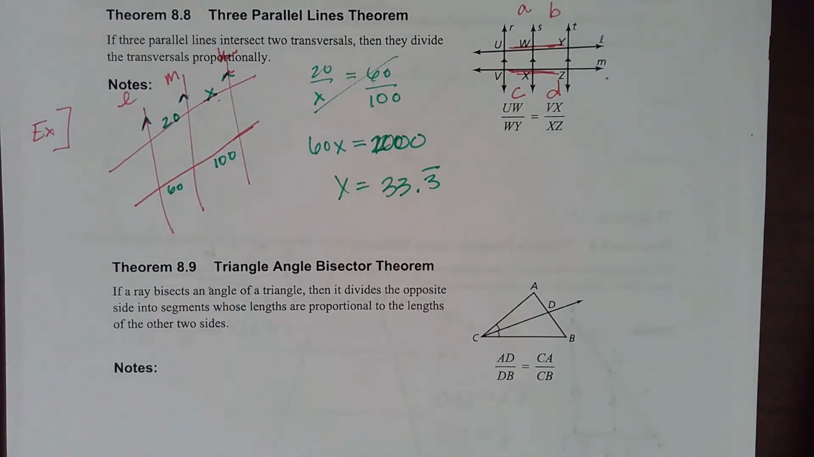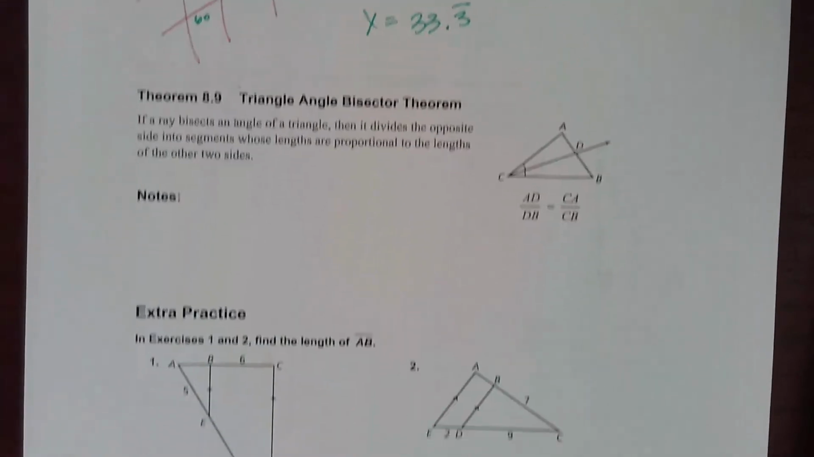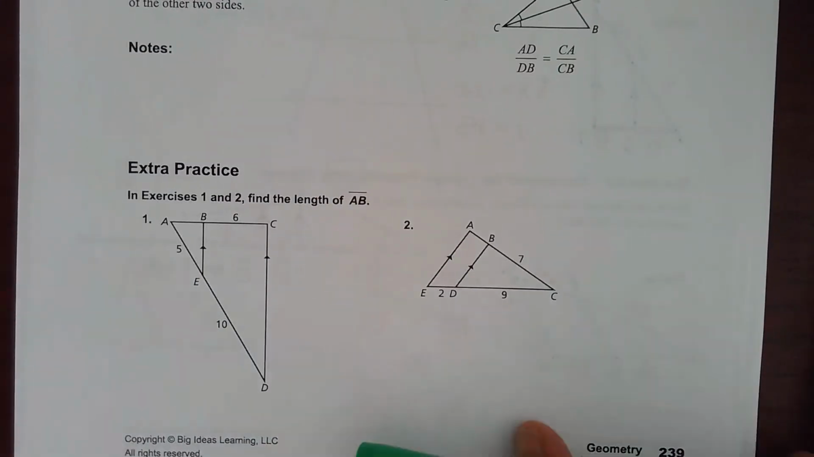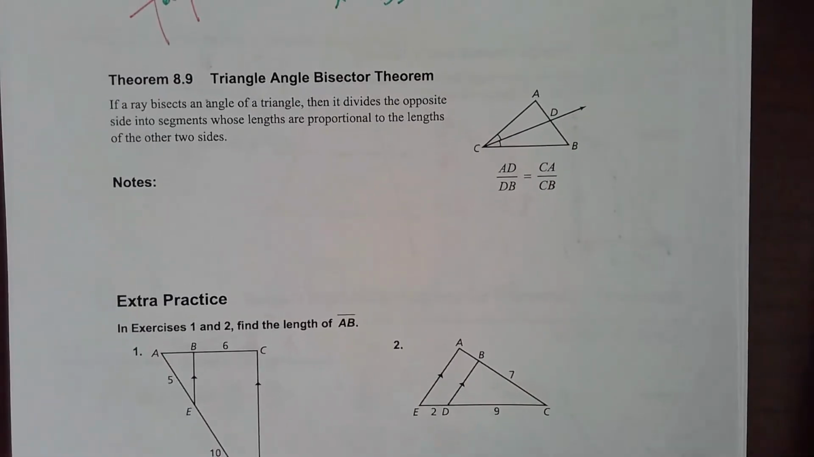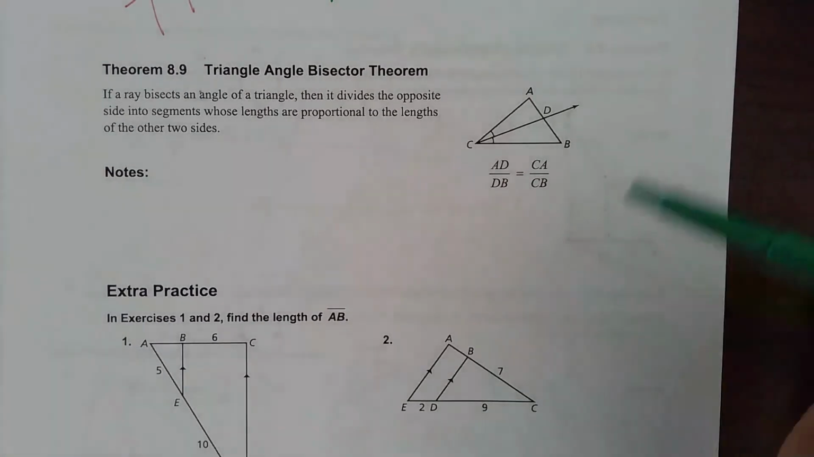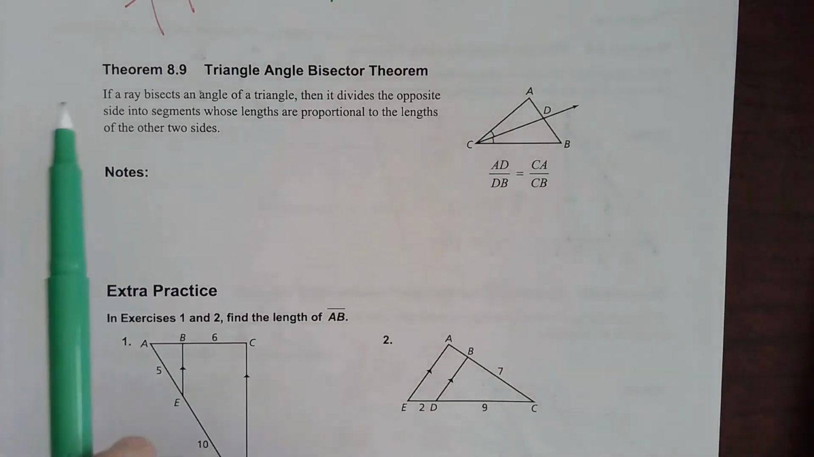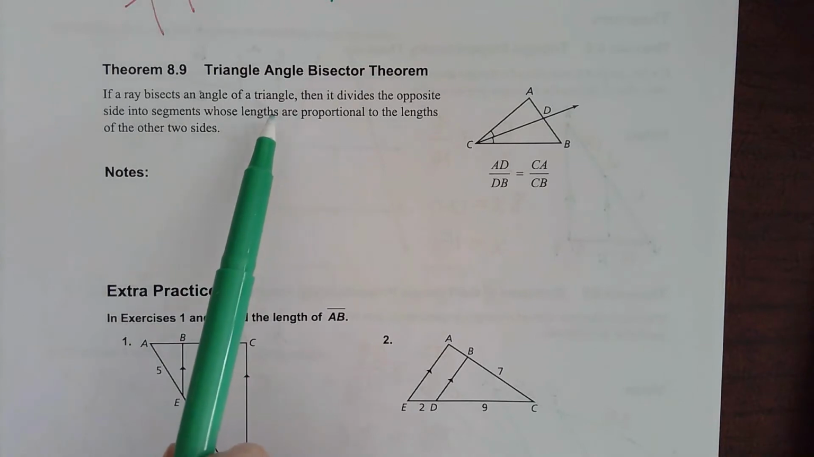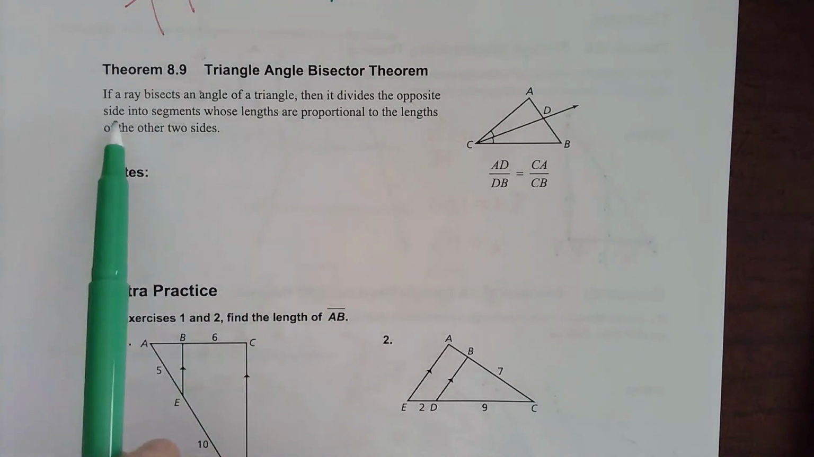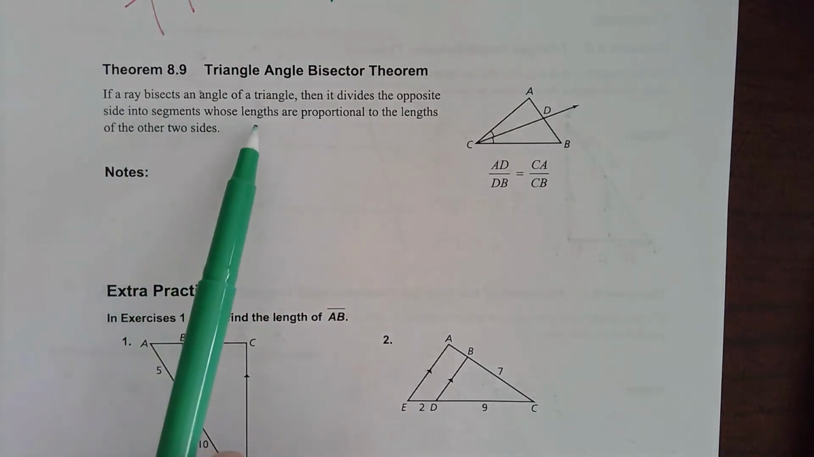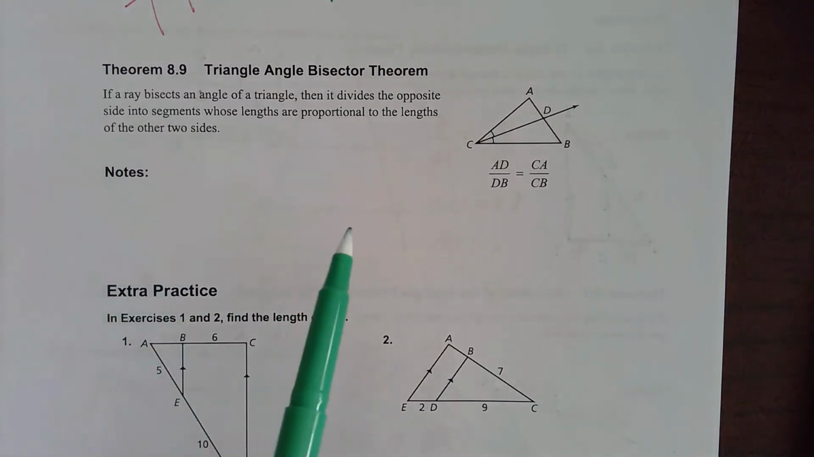Okay. All right, the next theorem. So there's a few of them on here, right? So this is the third one. This is called the angle bisector theorem. So again, we're kind of going back to a triangle this time. So if a ray bisects an angle of a triangle, then it divides the opposite side into segments whose lengths are proportional to the lengths of the other two sides.